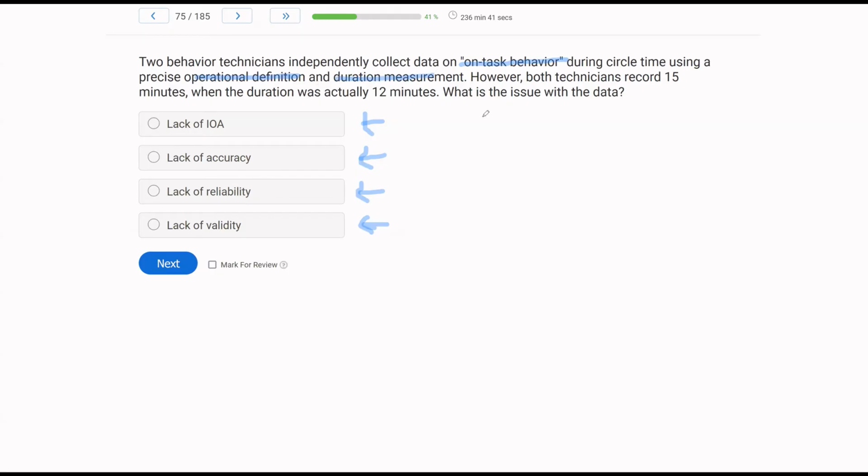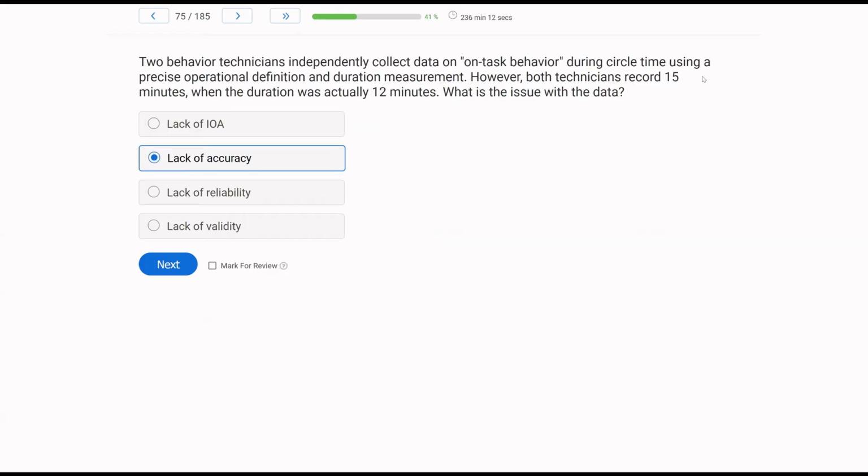So that implies that they should be able to measure exactly what they're looking for and hopefully reliably. We're not sure though. What we do know is they recorded 15 minutes, but the actual duration was 12. So knowing that they didn't record the true value, what was the issue? Well, they lacked accuracy. We don't know about believability.